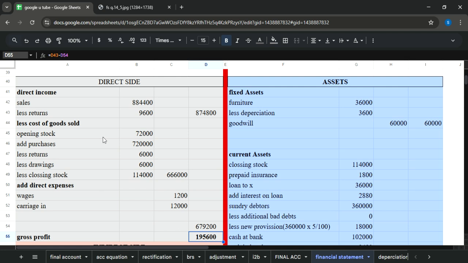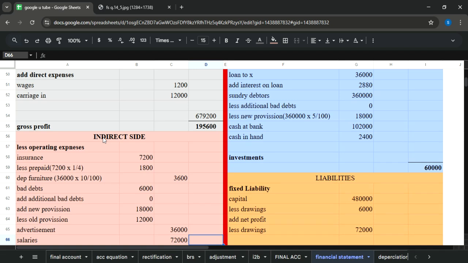Direct side completed. Now we are going to solve our indirect side. Here, first thing, we will calculate insurance prepaid. Amount of insurance was 7,200. Prepaid would be subtracted. It has been calculated. Now we will see bad debt adjustment. First, bad debts. Additional bad debts were not present. You will add new provision and then you will subtract old provision. So we have got 12,000 as the final answer of bad debt adjustment.